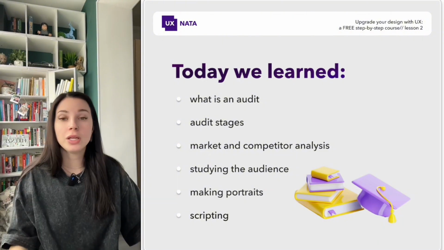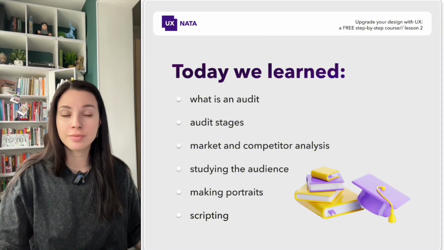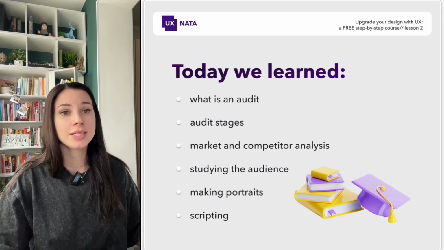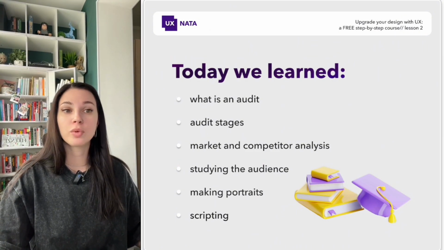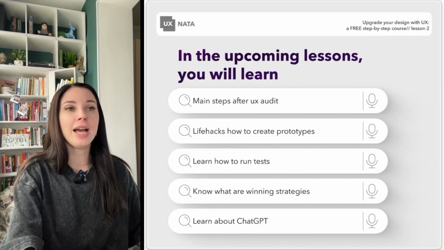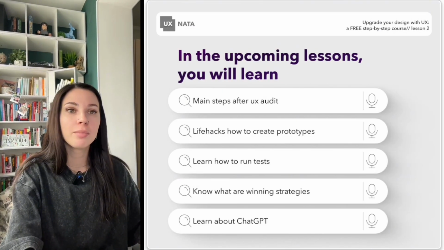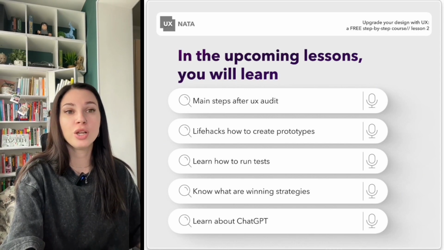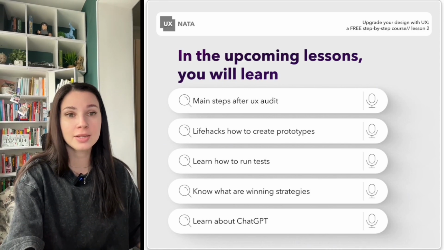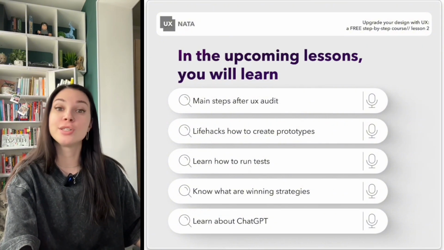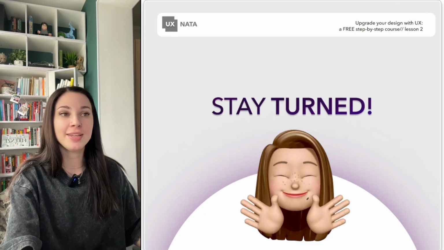So today we learned what an audit is, its stages, market and competitor analysis, studying the audience, and making portraits or personas, and that's all actually. In the upcoming lessons you will learn the main steps after a UX audit, life hacks, how to create prototypes, how to run tests, what the winning strategies are, and learn about ChatGPT. So stay tuned.